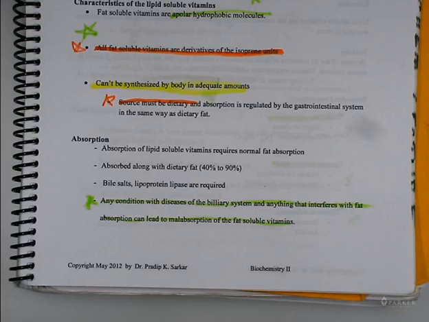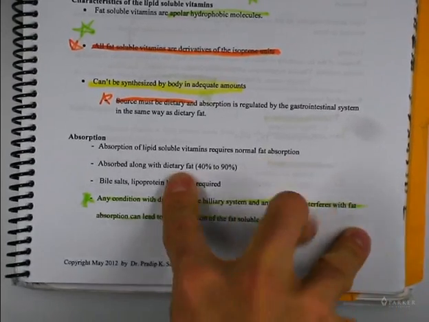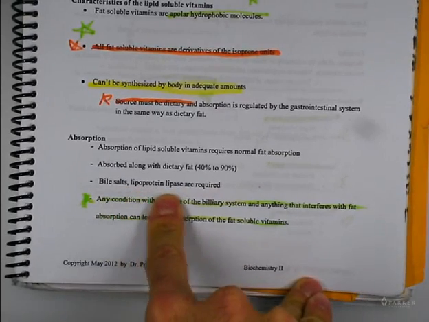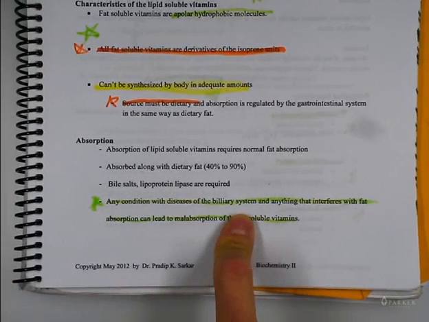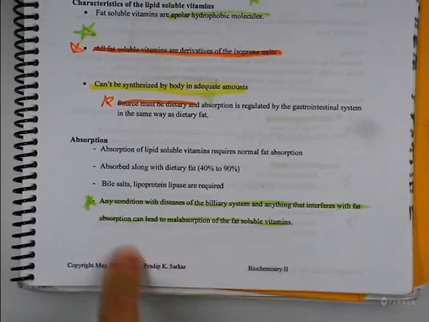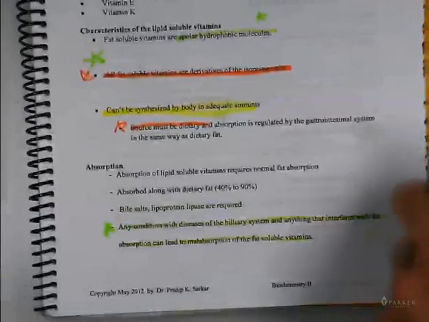Where do you think these are stored? Fat, adipose tissue. Yep. So it requires normal fat absorption, absorbed along with dietary fat. Bile salts and lipoprotein lipase are all required. Any condition or disease of the biliary system, that's gallbladder or liver, and anything that interferes with fat absorption can lead to malabsorption of fat-soluble vitamins. So just like we've been talking about, if you can't absorb fat, you can't absorb fat-soluble vitamins.